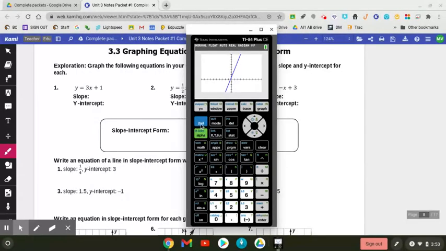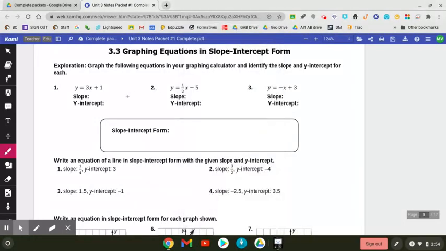Now, the other thing we can do is we can look at our table. So to see our table, we hit second graph, and that shows us our table. And if we scroll up and down, it changes the values. So we see here that when x is 0, 1 is our y-intercept. That's where it's crossing the y-axis. And then our table is going up by 3, and our x is going up by 1. So that's reminding us that our slope is 3/1 for this function, and our y-intercept is 1.